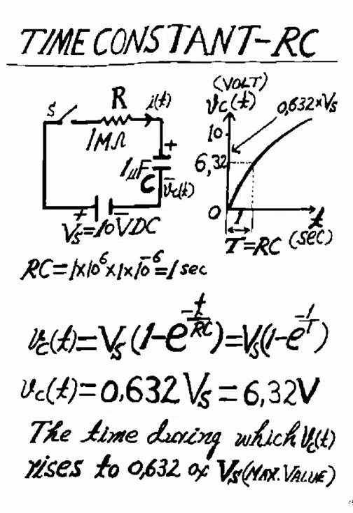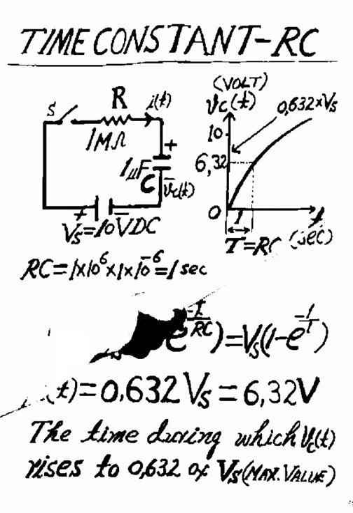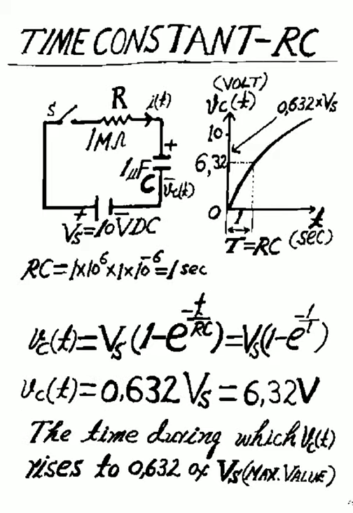The formula for the capacitor voltage VC(t), the voltage across capacitor C, equals Vs, the supply connected to the RC circuit, multiplied by 1 minus e to the power minus t upon RC. Here t is the time required for charging.